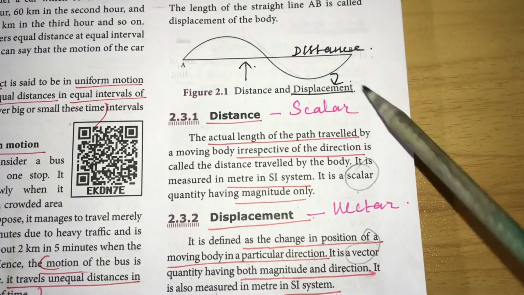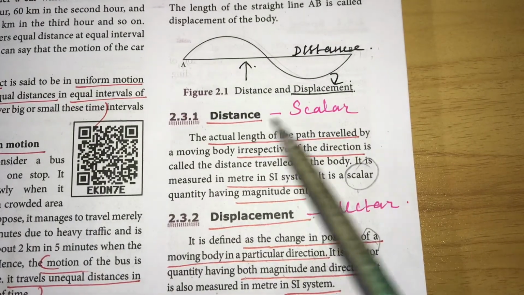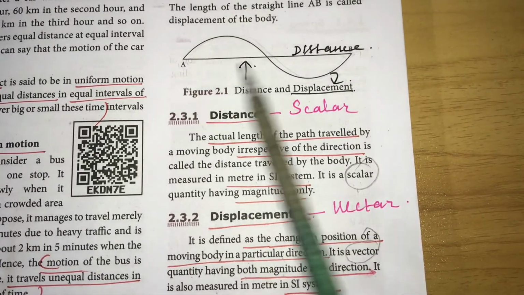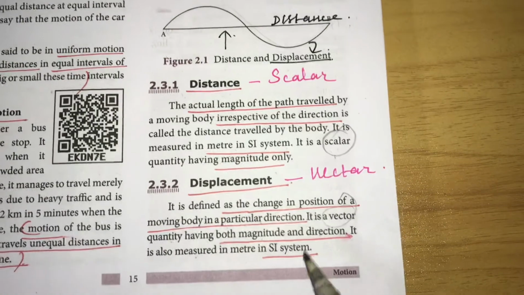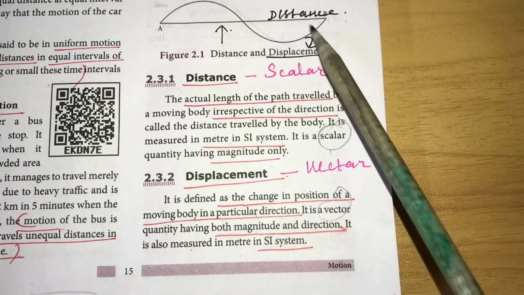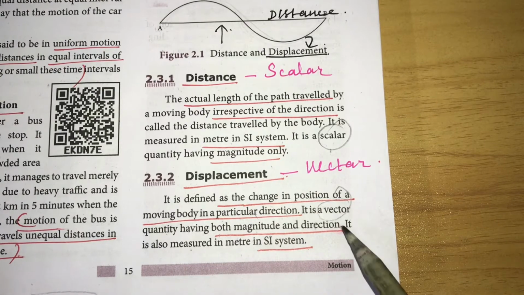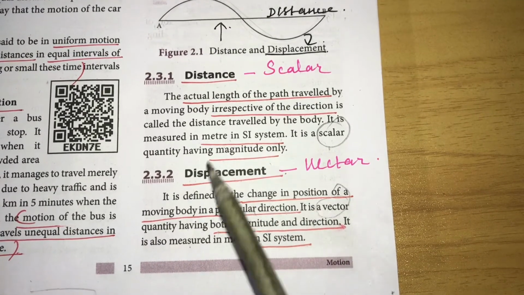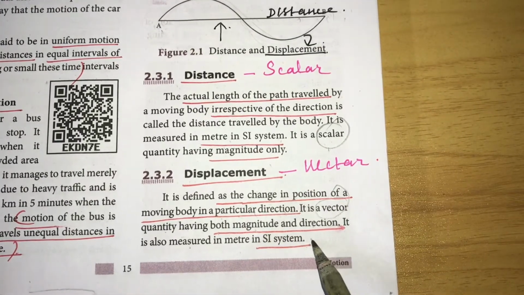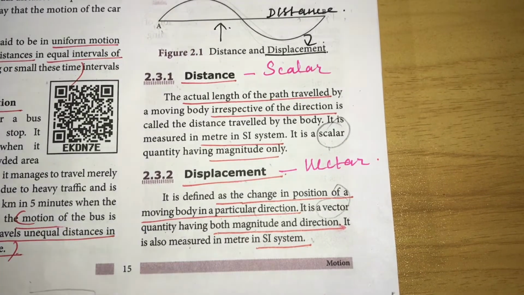Distance is the actual length of the path travelled by an object. It is a scalar quantity, and the SI unit is meter, only the magnitude. Displacement is the change in the position of an object along with the direction. Along with the direction is called displacement, as it possesses both magnitude and direction, so it is a vector quantity. Magnitude and direction is called a vector quantity. The SI unit is meter.